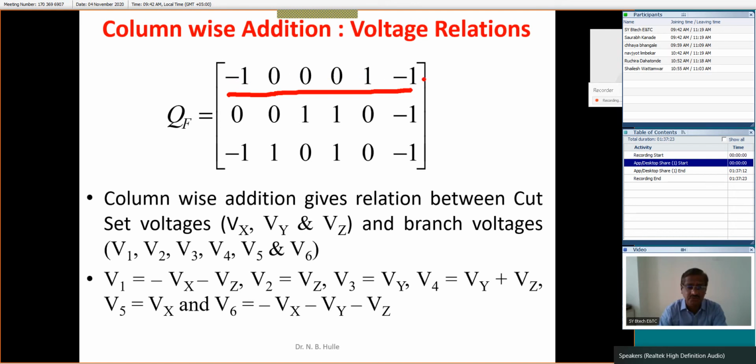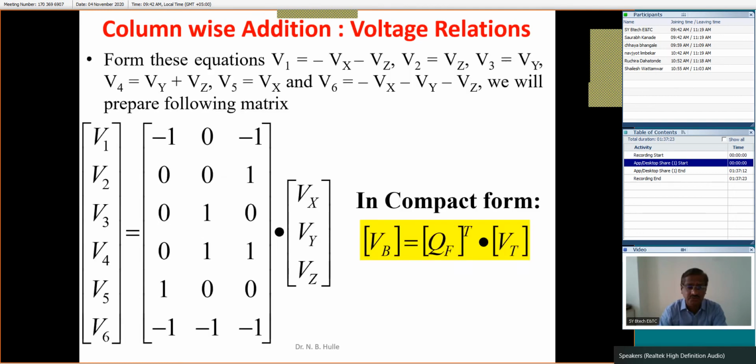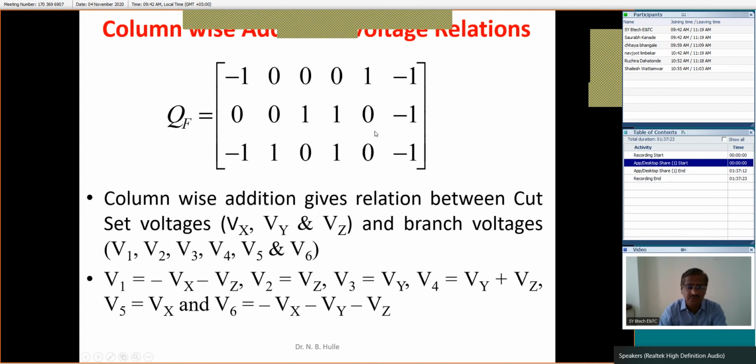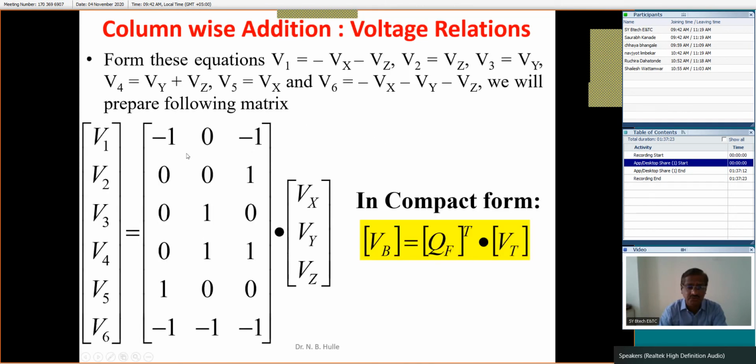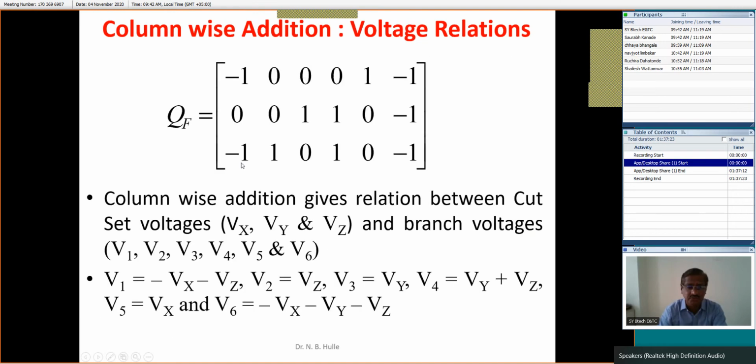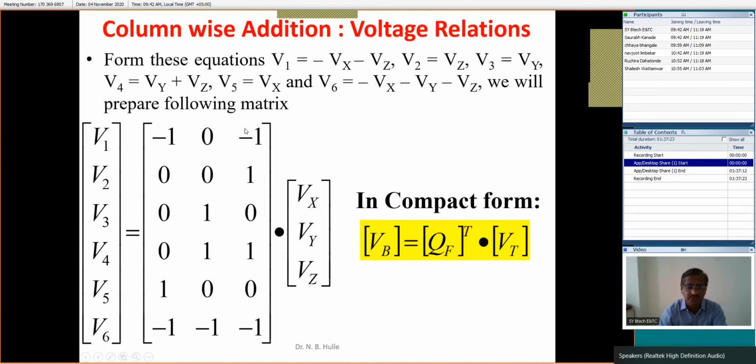Minus 1, triple 0, 1, minus 1; minus 1, triple 0, 1, minus 1. Look here: minus 1, triple 0, 1 and minus 1 means the row in the fundamental cut set matrix has become a column here. Again, the second row, 0 0 1 1 0 minus 1, is the second column, and this third row is the third column. This matrix is known as the transpose of the fundamental matrix, and this is Vx Vy Vz.